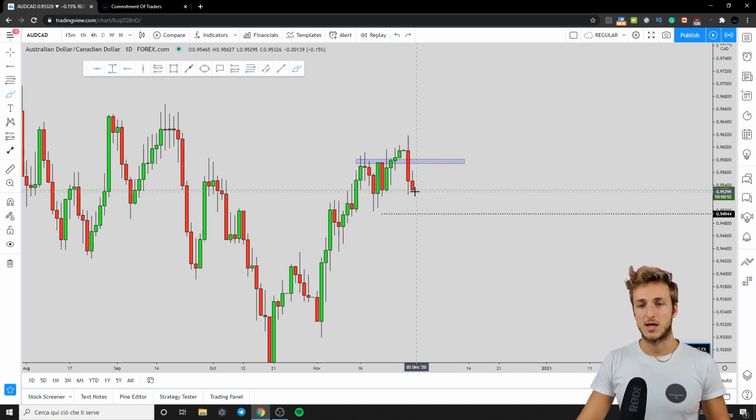So what we can expect from here is for the market to give us a retracement to this area before creating the continuation to the downside and a lower low for the completion of this impulse, correction and impulse pattern to the downside.